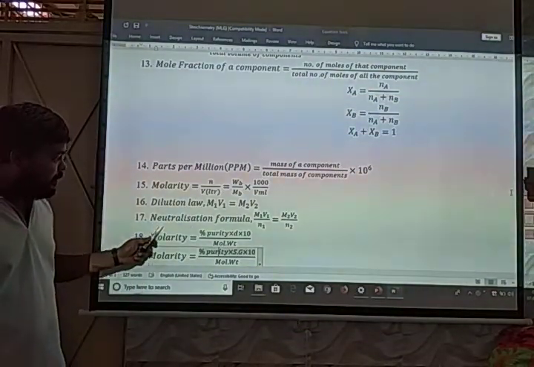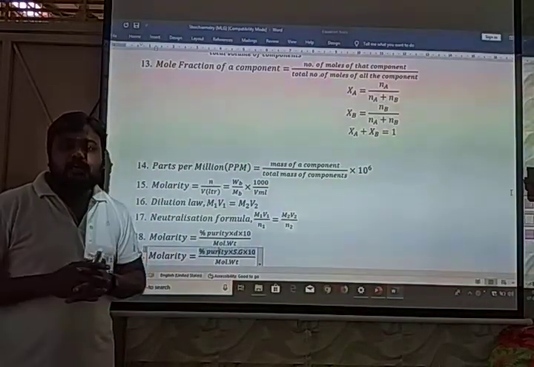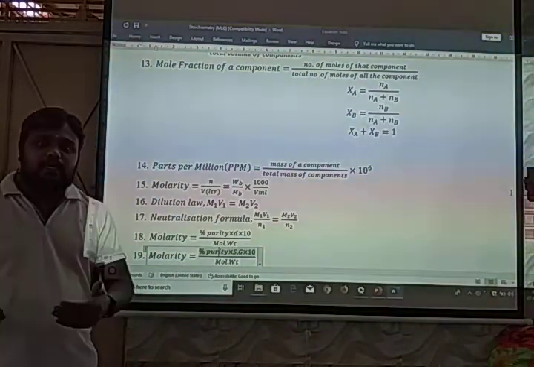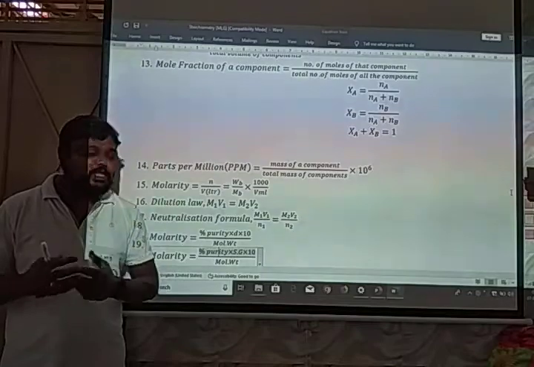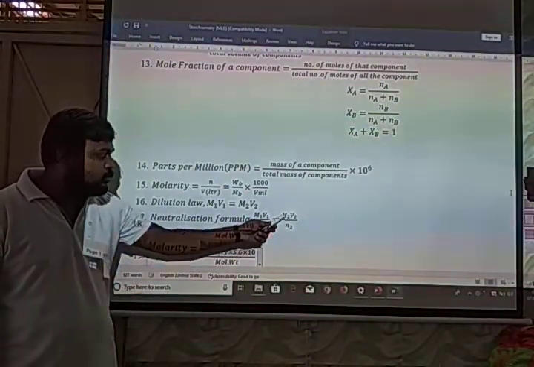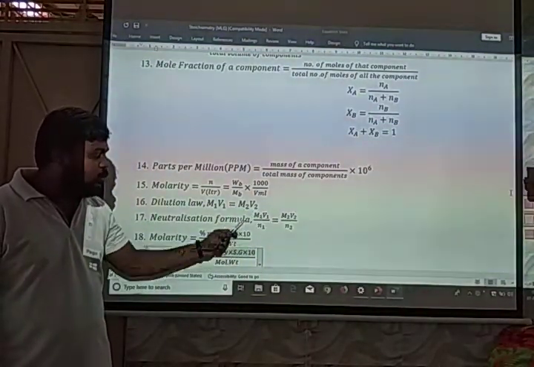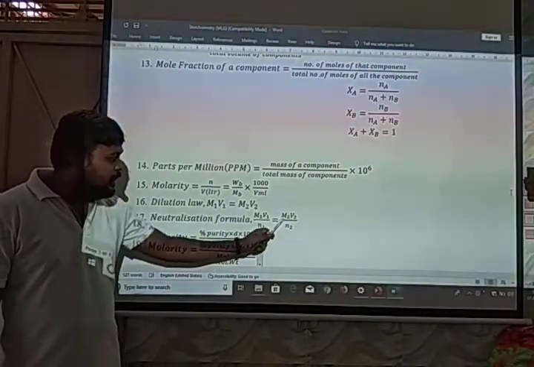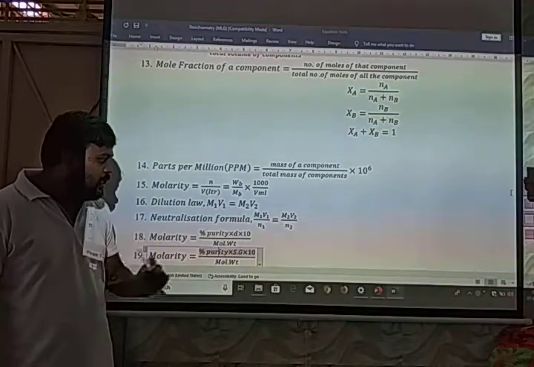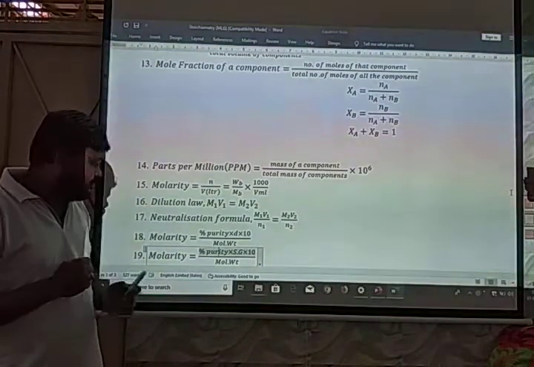Similarly, we have another formula called the neutralization formula. By reacting acid and base together, that reaction is nothing but a neutralization reaction. If you want to find the molarity in that neutralization reaction, we have a formula: M1V1/N1 = M2V2/N2, where M1, V1 and N1 are the molarity, volume and number of moles of the acid. Similarly, M2, V2 and N2 are the molarity, volume and number of moles of the base. Using this formula, you can find the molarity in the neutralization.